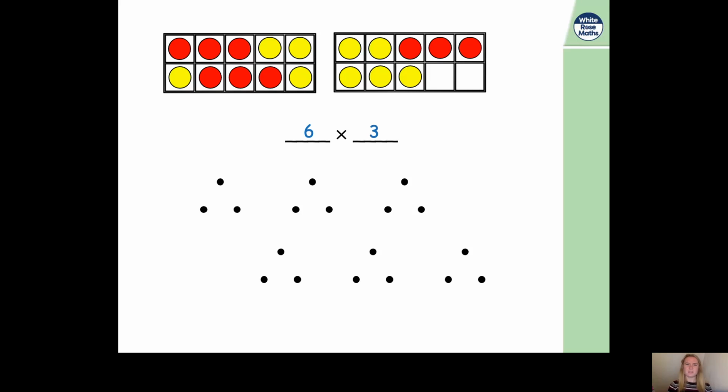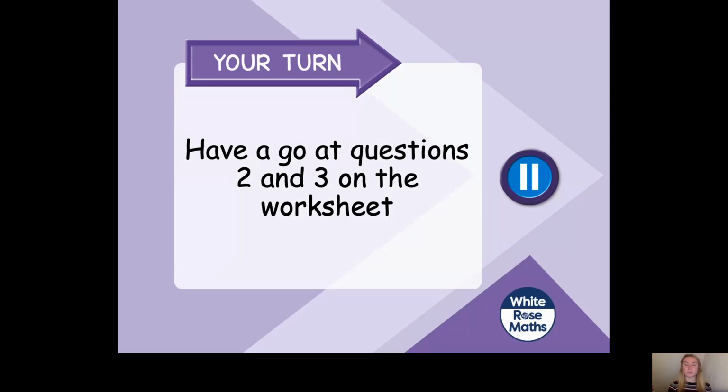Now, what would be easier? Would it be easier just to count each counter? No, it wouldn't, would it? We know that in one tens frame there are 10 counters. So we know there's 10 in our first one. Now in our second one, we're missing 2 counters, which is 8. 10 take away 2 is 8. So let's do 10, add 8. Well, the answer's 18, isn't it? Fantastic, well done.